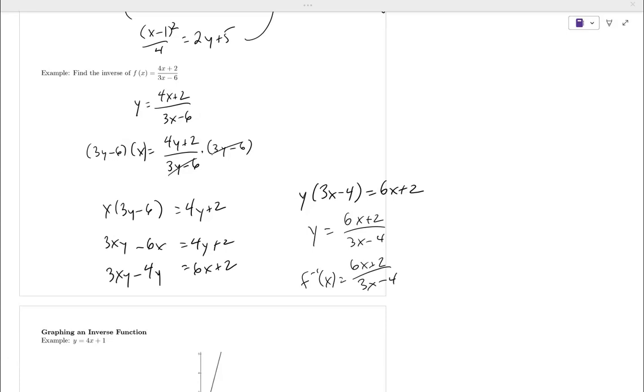So, anyway, any questions at all over anything before we continue on with our discussion of inverse functions and then move on to quadratic functions today?